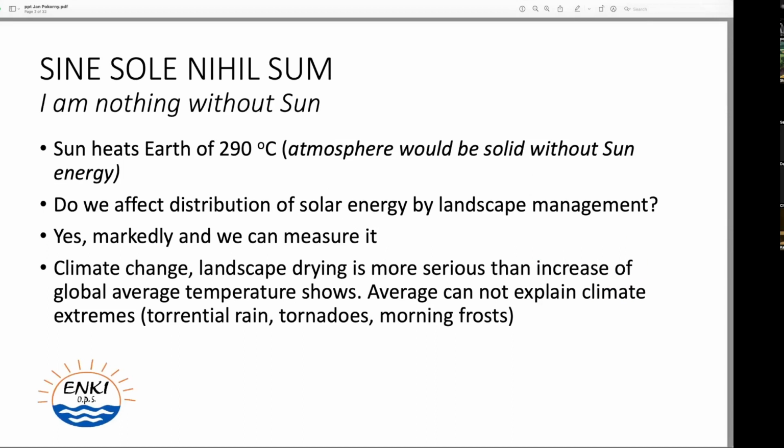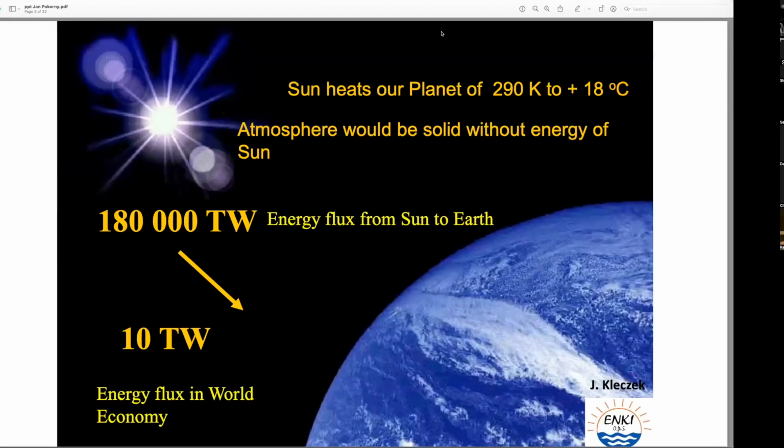We will describe what we do with the sun energy. Next, please. This is a picture done by the astronomer Josef Klešek, and you see 180,000 terawatts we are getting from the sun, and only 10 terawatts we have in the economy. And the sun heats our planet to 290 Kelvin or degrees. Next one.